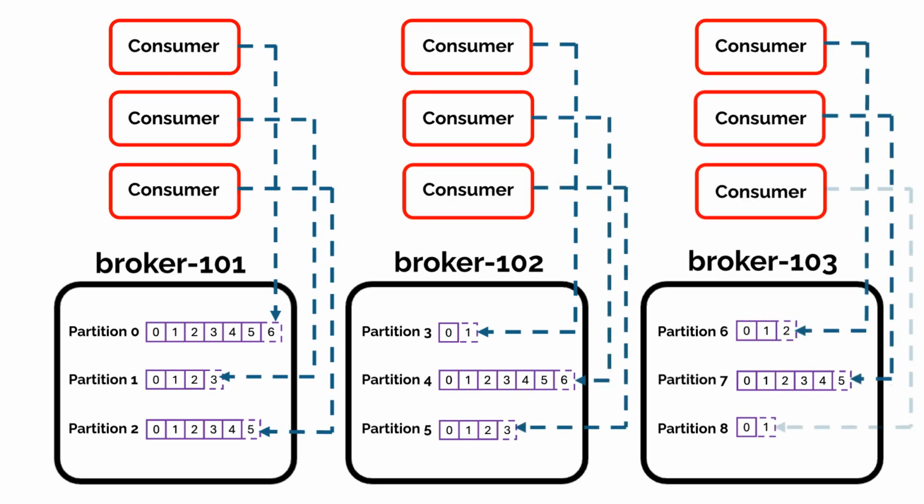In many cases, it's best to match the number of consumer instances to the number of partitions for optimal performance. In our example, since we have 9 partitions, we might want to scale our application to 9 consumer instances, ensuring each partition is processed separately without conflicts.